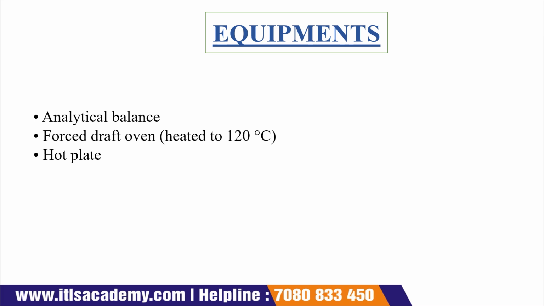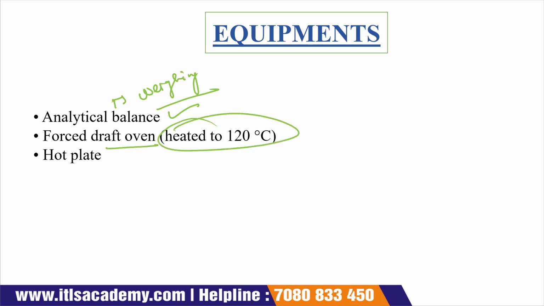Now the next one is equipment. We require three pieces of equipment for performing this experiment. One is an analytical balance for the weighing purpose. Then a forced draft oven heated to 120 degrees Celsius, and a hot plate.